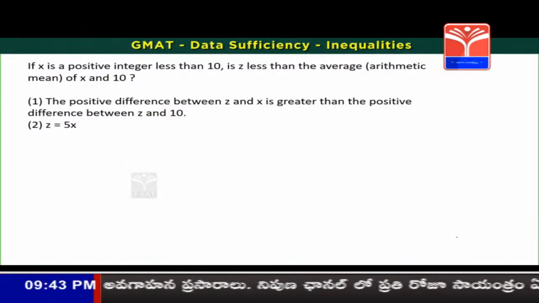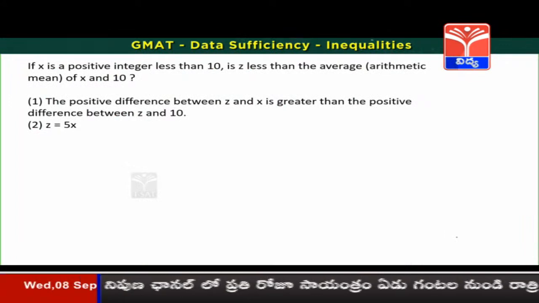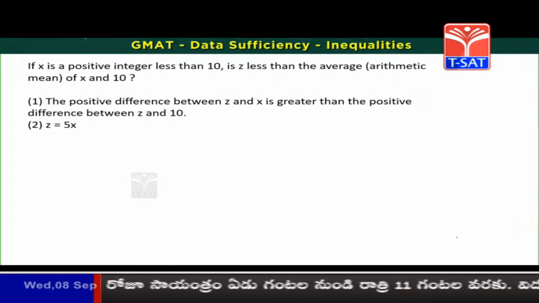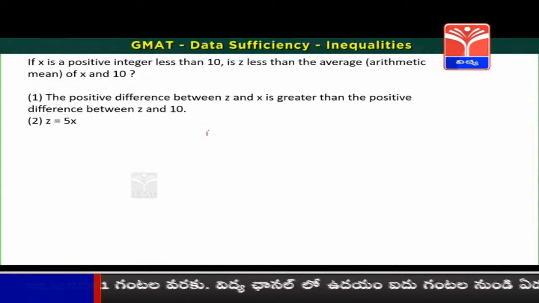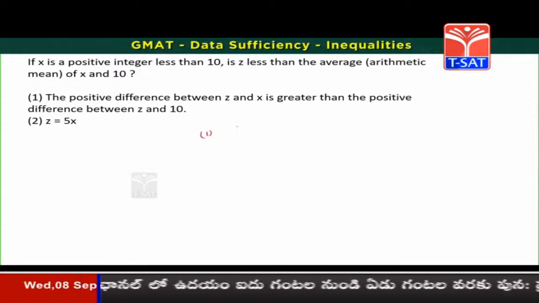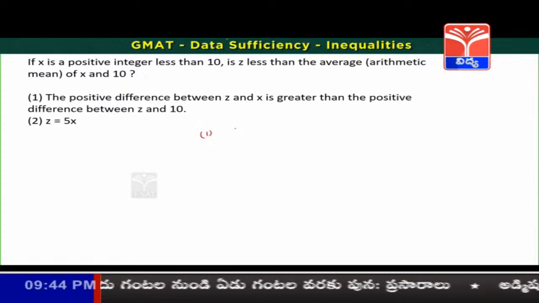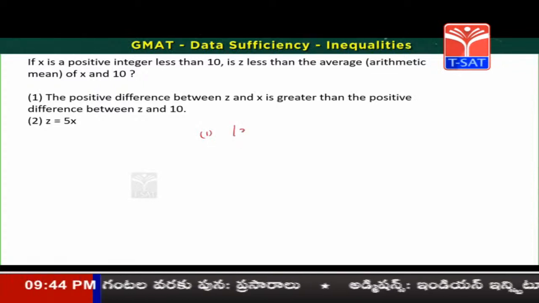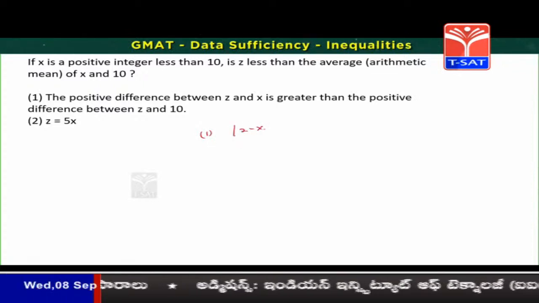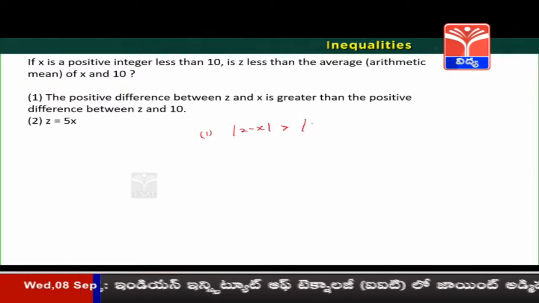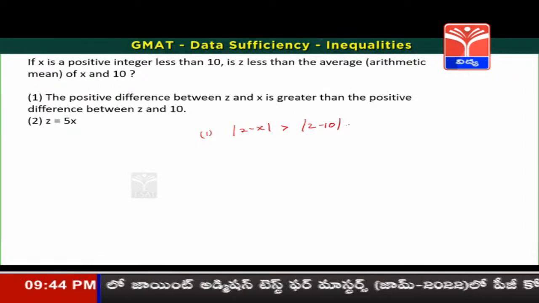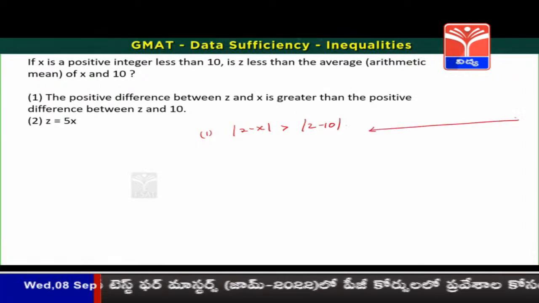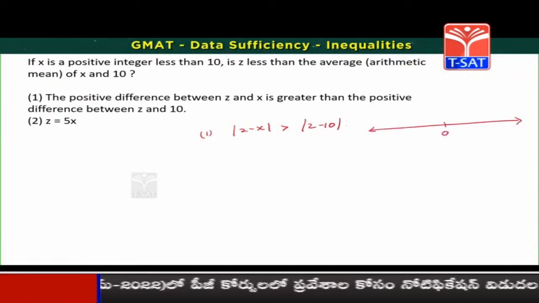Let us move to the next question now. If x is a positive integer less than 10, is z less than the average of x and 10? X is a positive integer that is less than 10. The first statement is telling us that the positive difference, that means the modulus of z minus x, is greater than the positive difference of z and 10, the modulus of z minus 10. These modulus are nothing but distance.